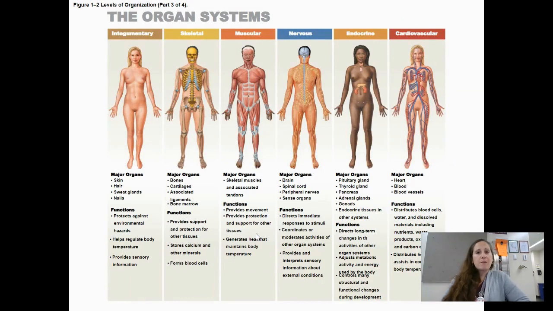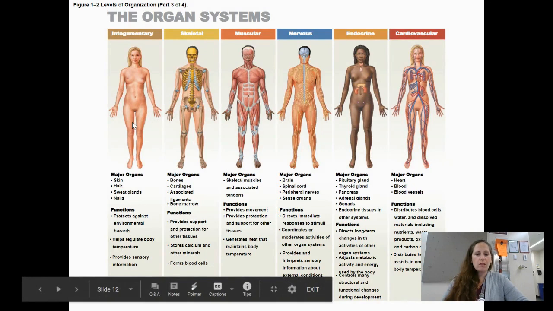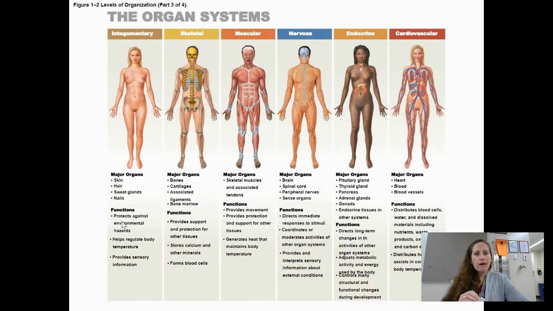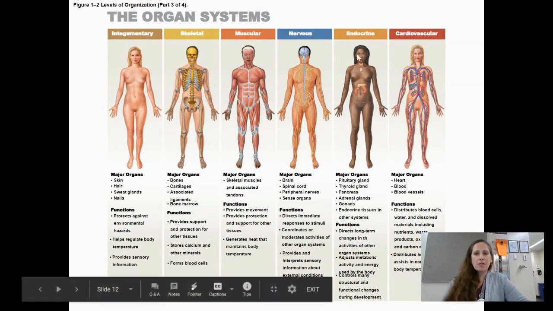Okay. Last but not least, in terms of organization, we have the organ systems. And that is the integumentary, the skeletal, the muscular, the nervous, the endocrine, the cardiovascular, at least on this slide. Please do read through the different organs that are associated with these systems and the functions. We will cover the majority of these, but there are a few we will not. We will not cover endocrine for time, though I will talk about hormones.